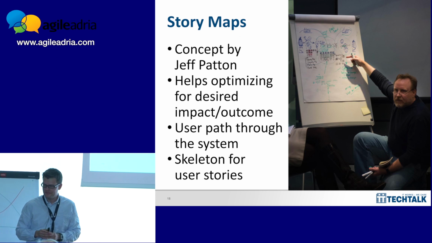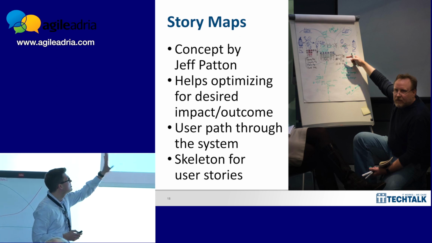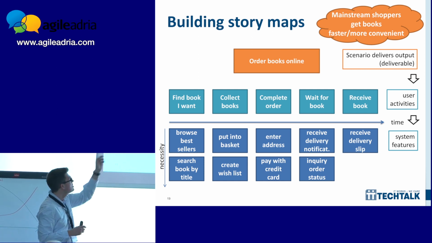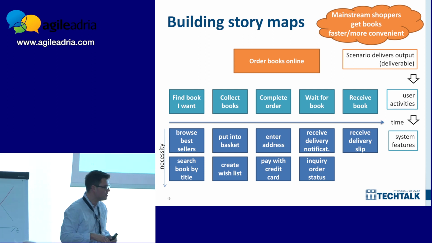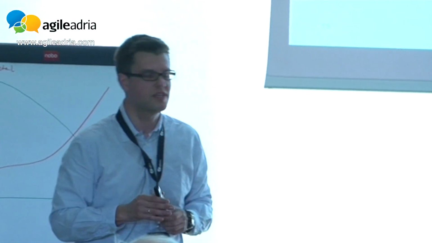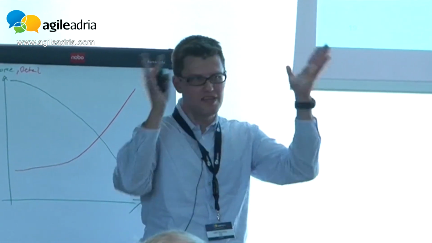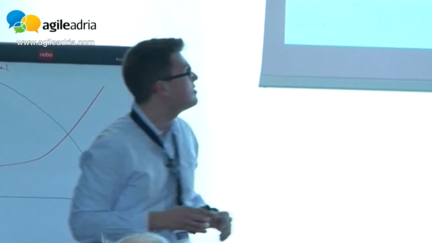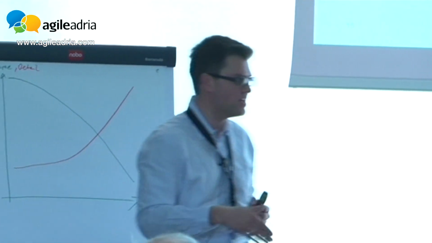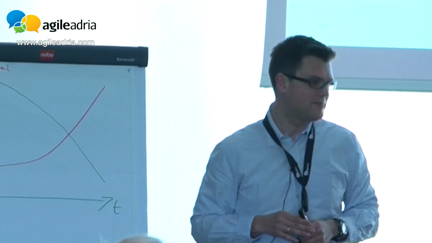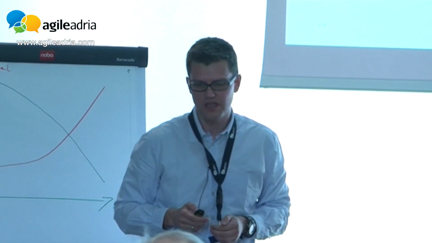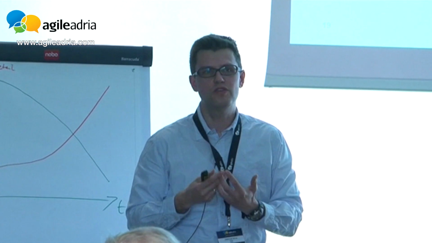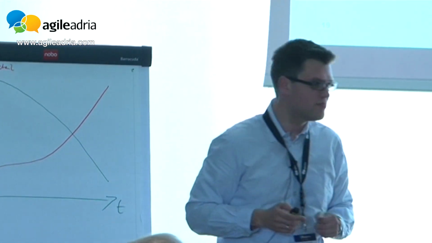So how does it work? We start off with some high-level experiment, some epic which we want to build. So we say, okay, let's try to address the mainstream shoppers who are just caring about how to get a book as quickly as possible. That's our experiment we want to try out. And we said, we think the impact will be supported by a system which is the shop. And now we start to think about this specific user, how will they use the system? So what will happen in order to order their books?